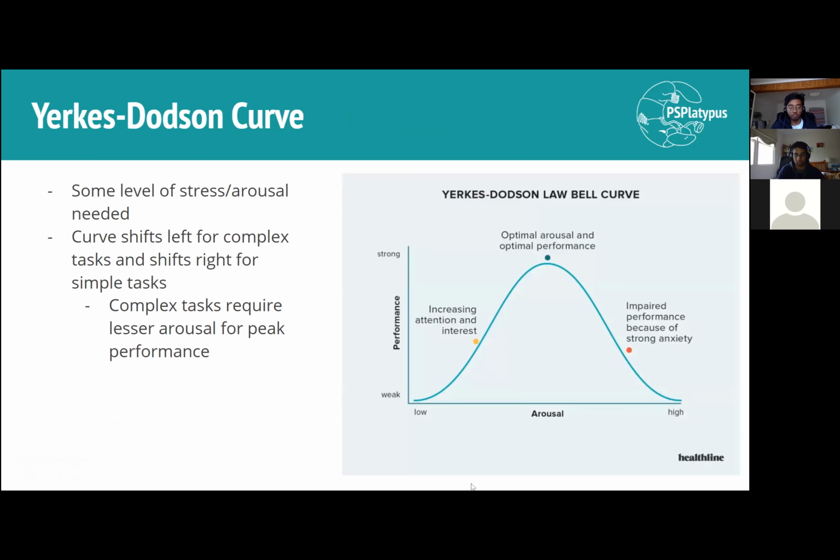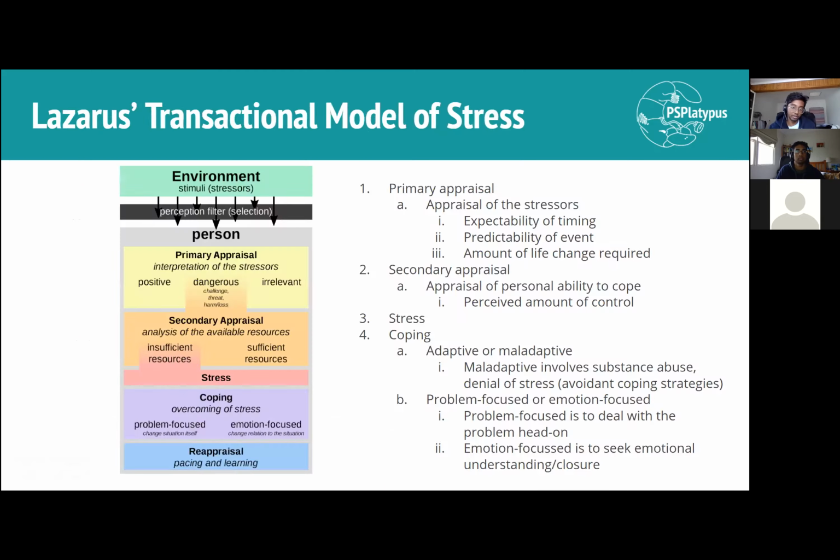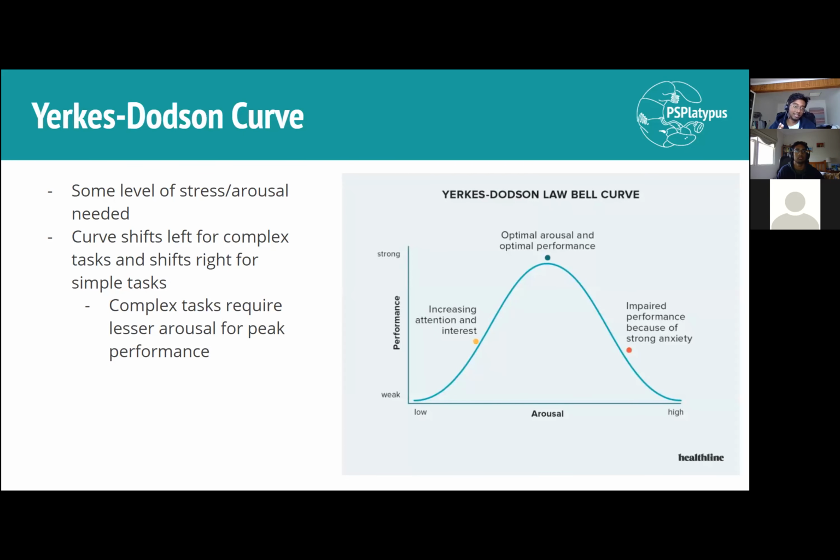All right, so there are a couple of different models and theories too. One is the Yerkes-Dodson curve. You might have come across this before, but it's essentially the bell curve on the right. It shows that at low levels of stress or arousal, your performance would be low as well. But as stress or arousal increases, your performance slowly increases. But with too much stress and arousal, because of strong anxiety, you impair performance.